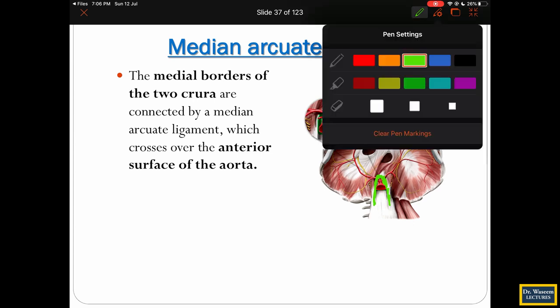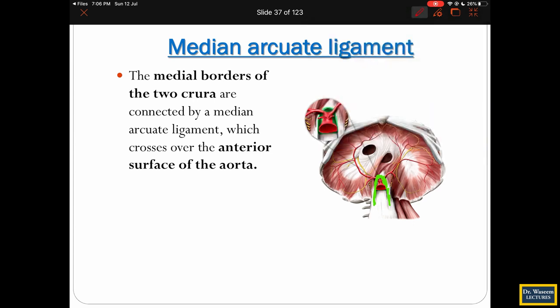You can see this red color is called the aorta. Now this aorta is coming out of the thoracic cavity to enter into the abdomen, to become the abdominal part of the aorta, between two crura, behind the median arcuate ligament. So your median arcuate ligament is taking origin not just from the medial borders of the two crura, but also from the front surface of the abdominal aorta.